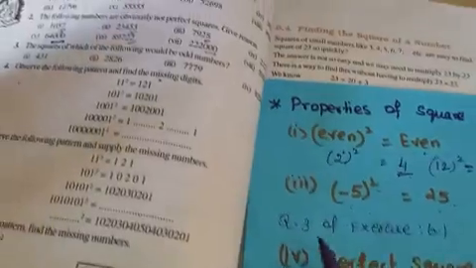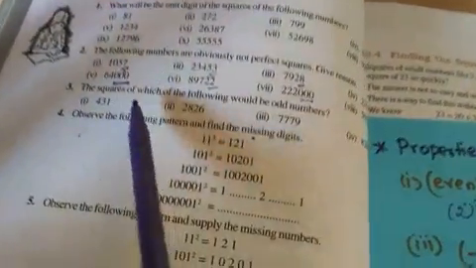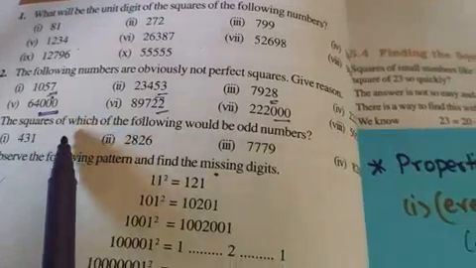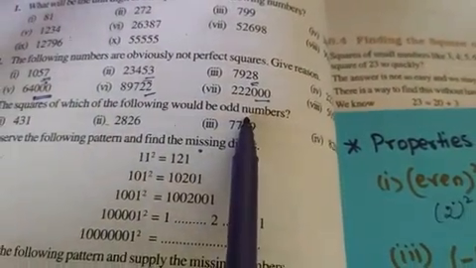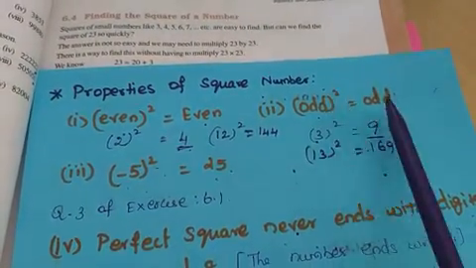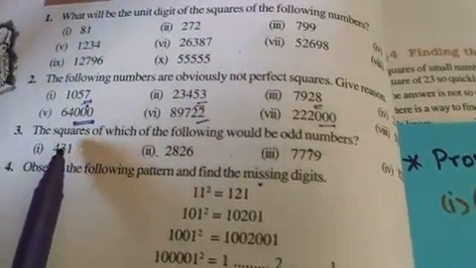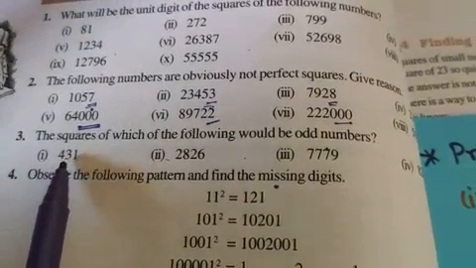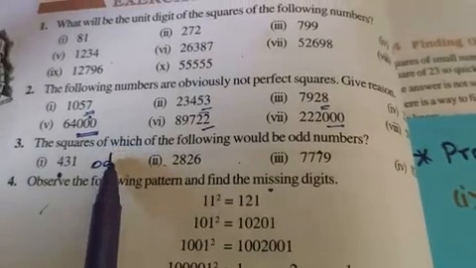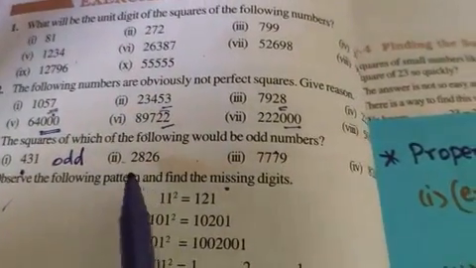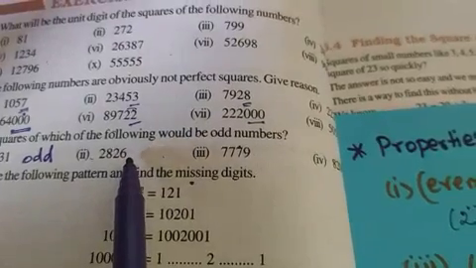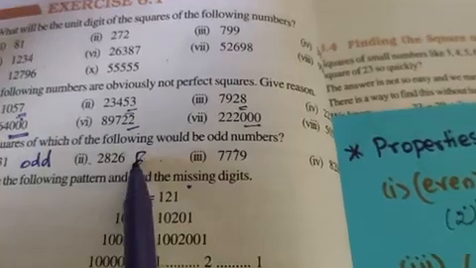Now we have seen 5 properties, and now question number 3 also we can solve with them. What is question number 3? The squares of which of the following would be an odd number? Our second property is what? The square of an odd number will end with odd. You know what is an odd number and what is an even number. Easily you can identify. 431 is an odd number. So its square will end with odd. And 2826 is an even number. So its square ends with even.